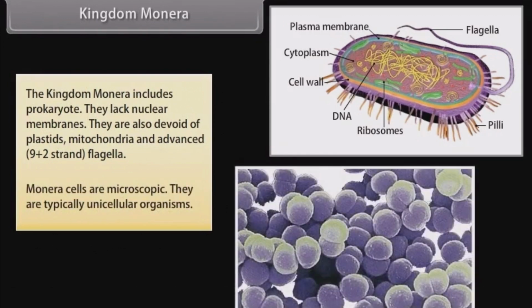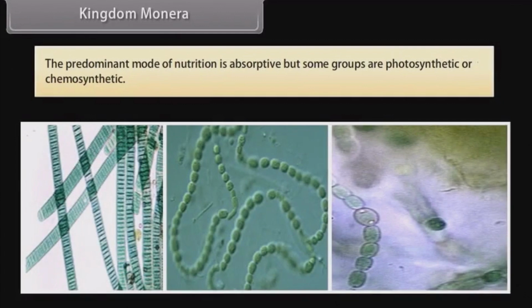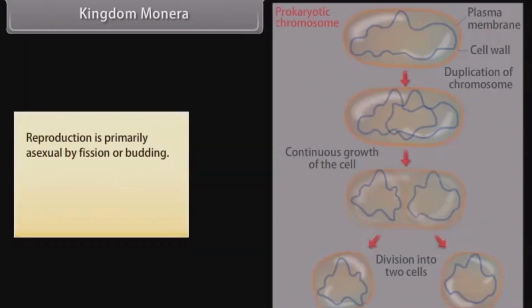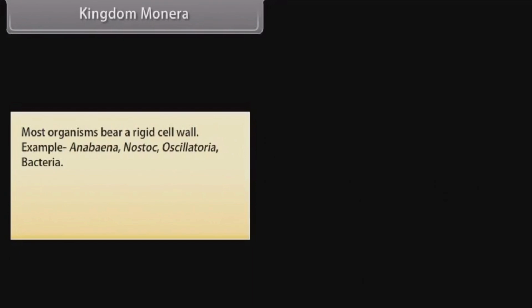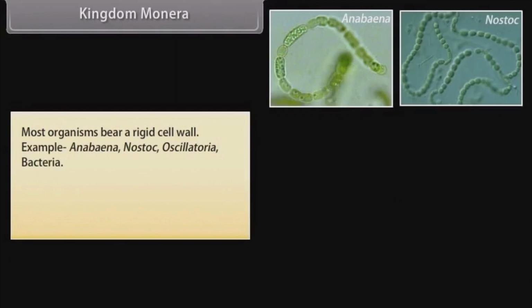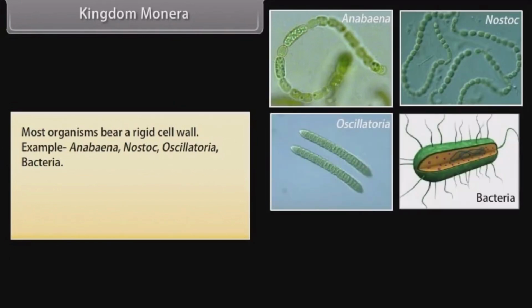Monera cells are microscopic. They are typically unicellular organisms. The predominant mode of nutrition is absorptive, but some groups are photosynthetic or chemosynthetic. Reproduction is primarily asexual by fission or budding. Protosexual phenomenon also occurs. Most organisms bear a rigid cell wall. Example: Anabaena, Nostoc, Oscillatoria, bacteria.